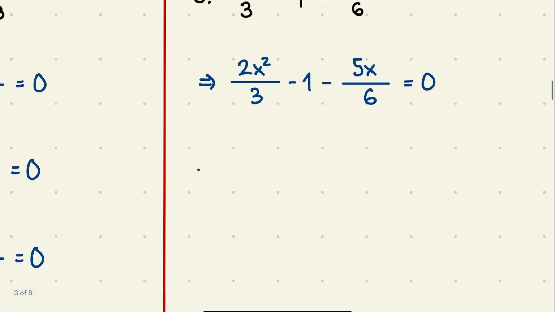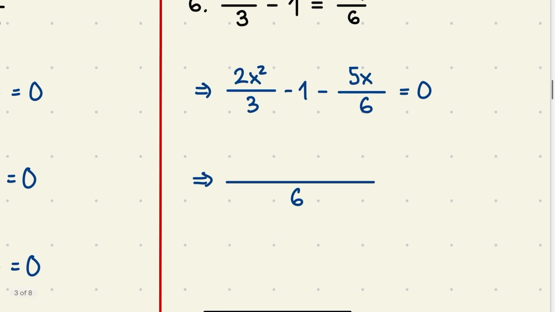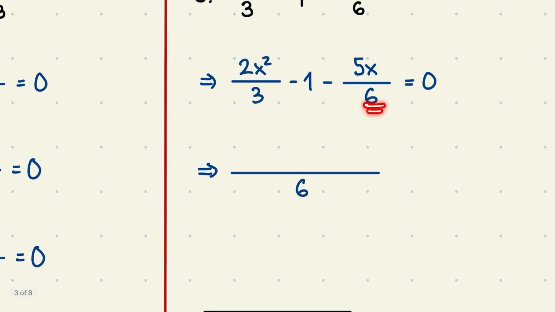Then let's combine. To combine this, we need to multiply 2 over 2 out here and 6 over 6 out here, since 6 has a factor of 3. So we'll have here again 4x squared. So I skipped the process. Basically, I multiplied 2 out here, minus 6 minus 5x equal to 0. And then let's just move this out here. There, good.